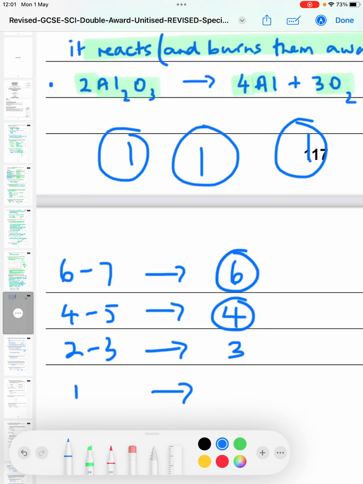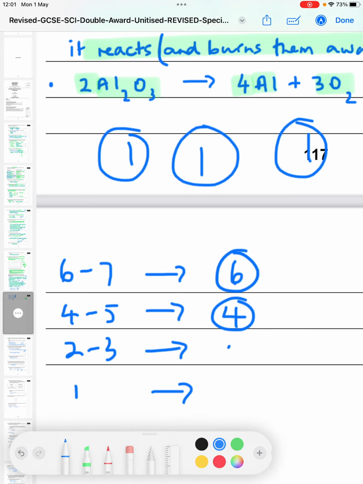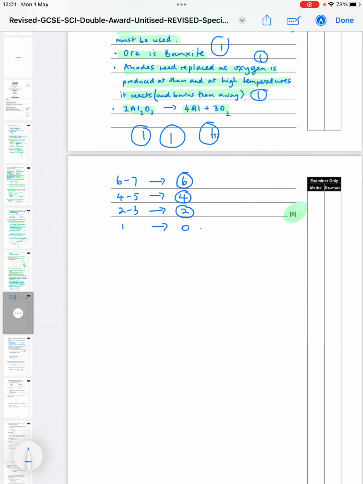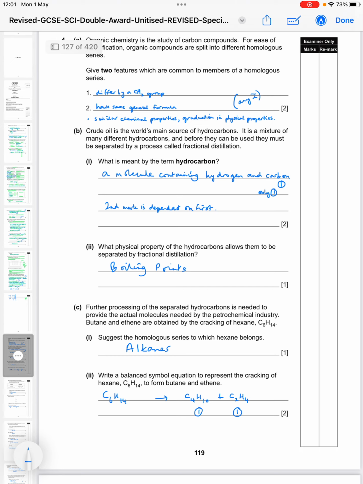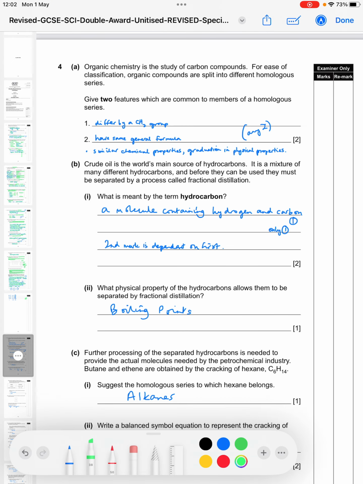So 2 to 3 would be 3, and then 1 would be... 2 to 3 wouldn't be 3, would it? It would be 2, and then 1 would just be 0. Moving on then to the next one.